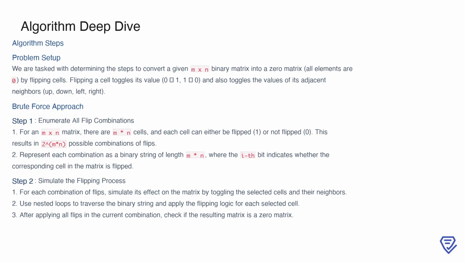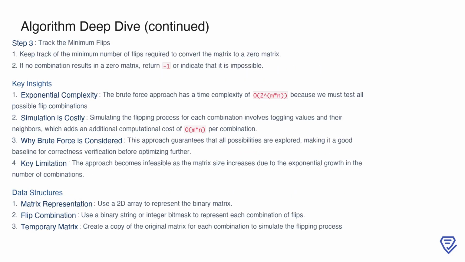Once we generate a combination, we simulate the flipping process by toggling the specified cells and their neighbors. After applying all the flips in the current combination, we check whether the resulting matrix is entirely zeros. The next step is to keep track of the minimum number of flips required to achieve the zero matrix. As we evaluate each combination, we count the flips used and update our minimum if the current combination successfully transforms the matrix into all zeros. If no combination results in a zero matrix, we return -1 or indicate that the transformation is impossible.